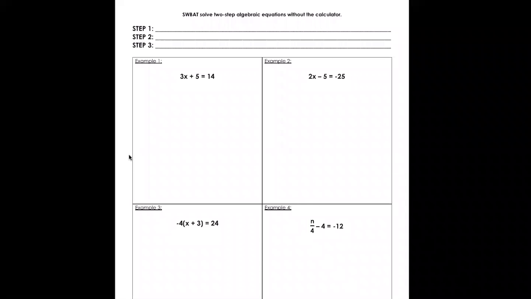Today's lesson objective is students will be able to solve two-step algebraic equations without the calculator. To be able to do this, I broke it down to 3 basic steps for you. Step 1 is going to be the distributive property.